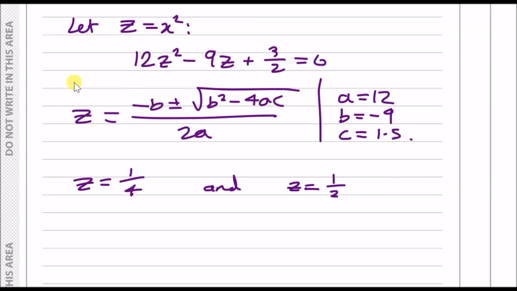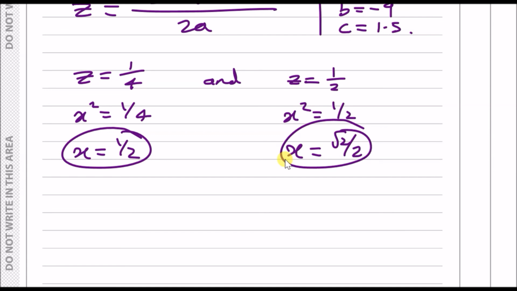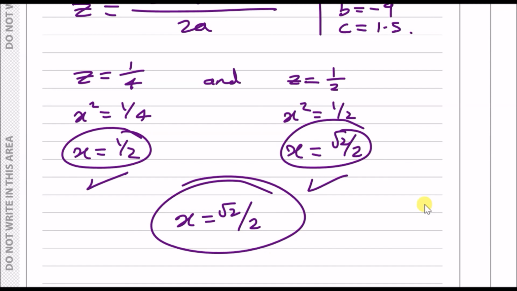Okay? And since we know that z equals x squared, we can just update this saying x squared equals a quarter or x squared equals a half. To find x, you're just going to square root both of them, yeah? Square root both sides, you're going to get a half here. And square rooting this one, you're going to get root 2 over 2. And because we know that the first stationary point was a half, which was actually this one, this means this is the answer here. So the final answer would be x equals root 2 over 2. And that's it, guys.